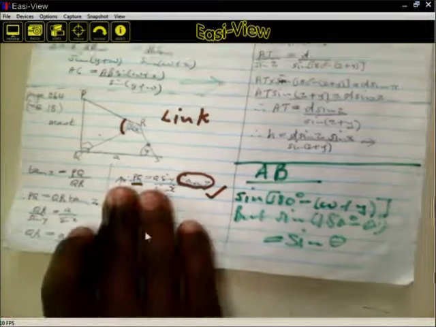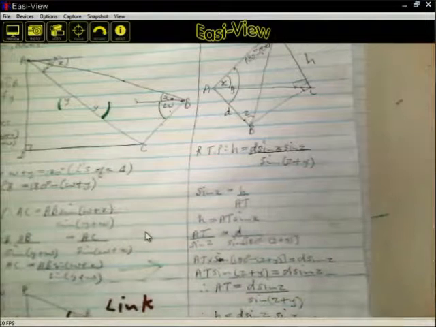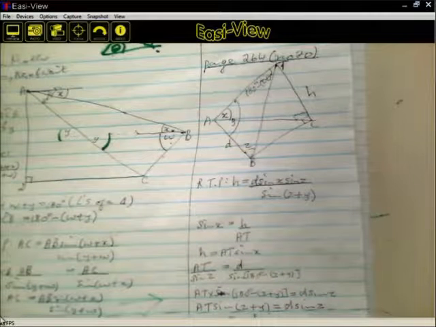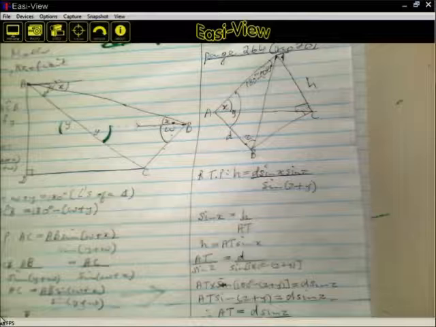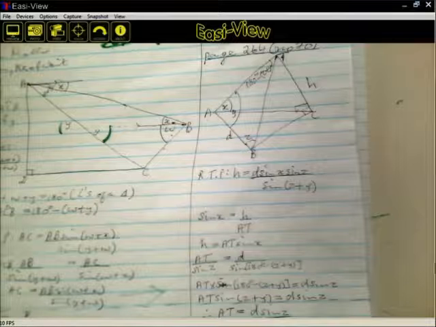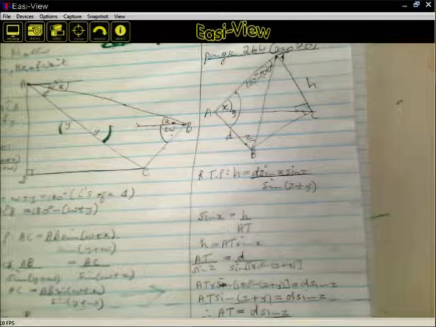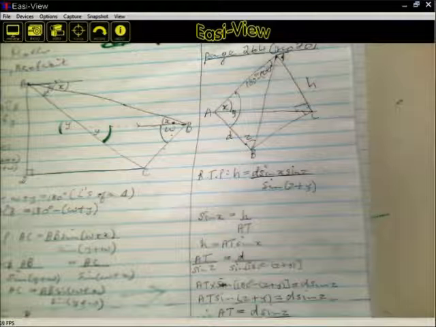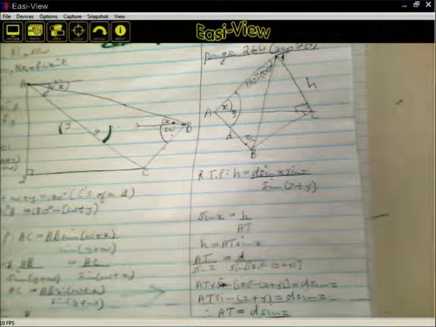It is easier actually than you think. Let us look at another example. You are required to prove that H, that height there, is equal to d sine x sine z over sine of x plus y. The diagram is not drawn properly.